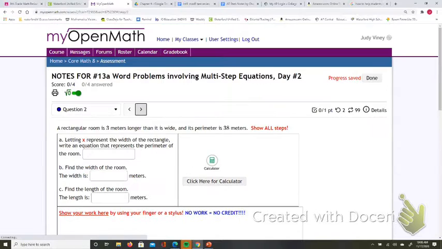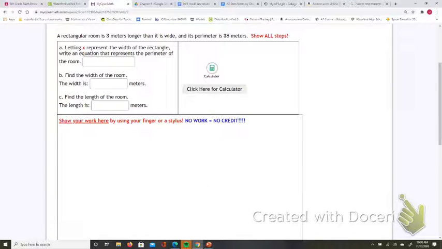Okay, number 2. So the same type of problem. A rectangular room is 3 meters longer than it is wide. Okay, again, this one is longer than it is wide. So when we start with our picture, W is going to be the short side and L is going to be the long side. It's 3 meters longer than it is wide. Okay, so we always start with the short one.